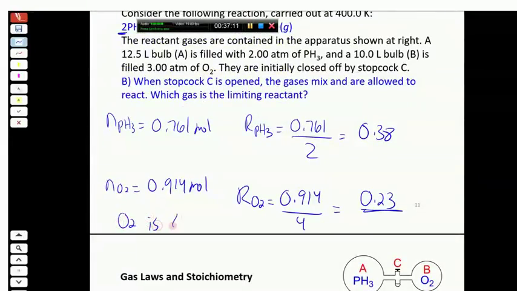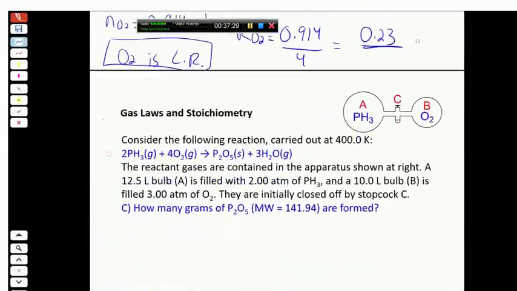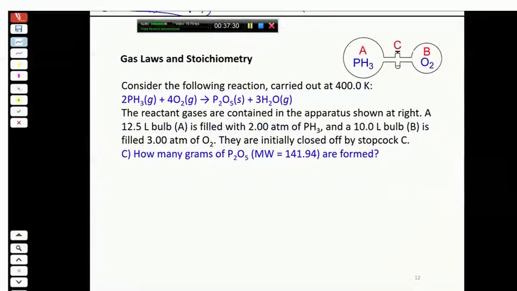Okay, so just like any stoichiometry problem, if we're doing stoichiometry with gases, if we use the ideal gas equation to tell us the number of moles, we can then follow the same steps we learned before to determine which of those is the limiting reactant, and there's nothing different about it. Alright, and then finally the last question is how many grams of P2O5 are formed? For this we need to know, this is one of our products.